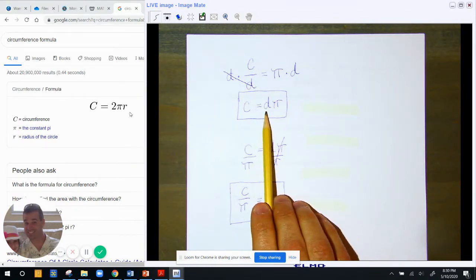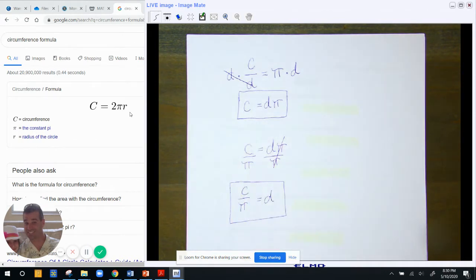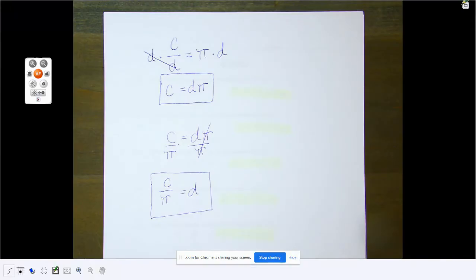But what I wanted to show you is that with a little bit of substitution, I can make this formula look just like this formula right here. So let's do that.